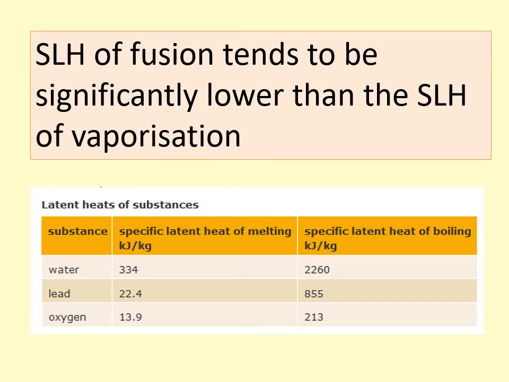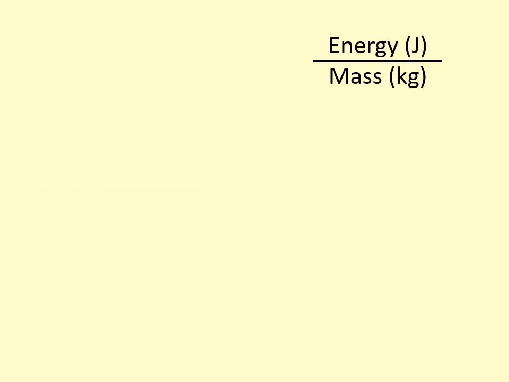Specific latent heat of fusion tends to be significantly lower than the specific latent heat of vaporization. We have seen this in the graph before on the previous slide as well. You can see the table here and you can compare. This is a fact that specific latent heat of vaporization is higher than the specific latent heat of fusion.